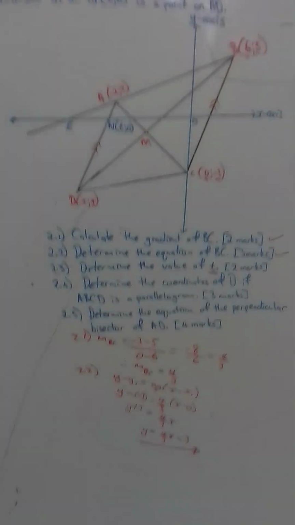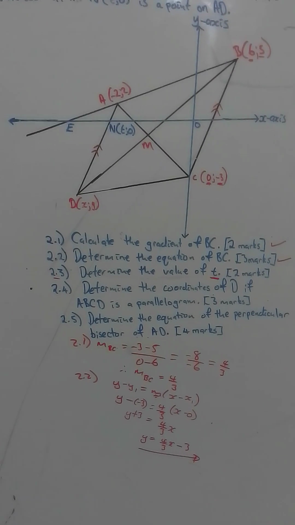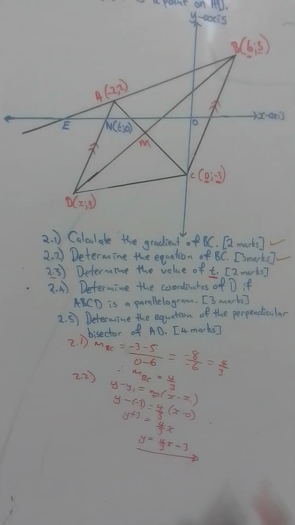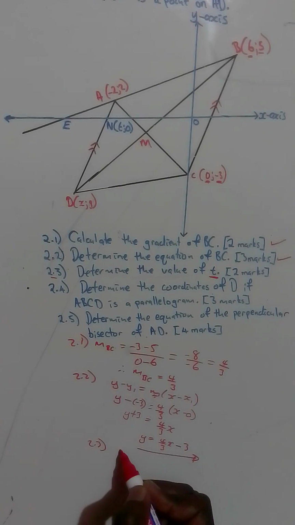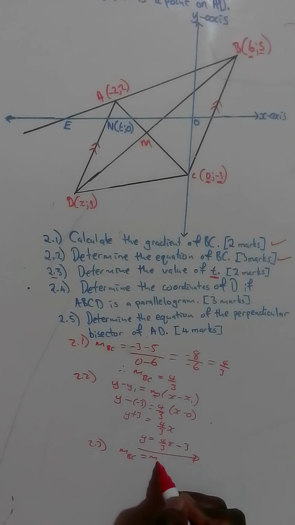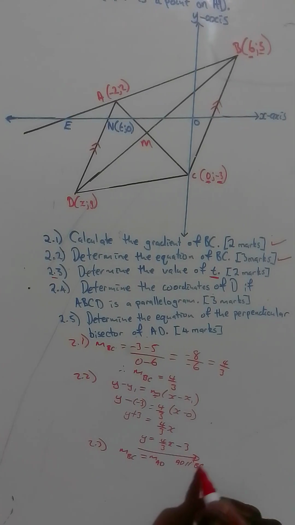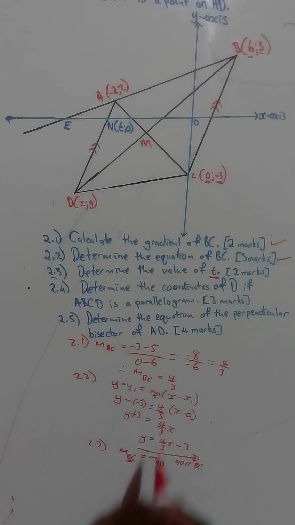This is where our equation from the previous question is. So now we know that gradients of parallel lines are equal, meaning the gradient of line BC is equal to the gradient of line AD. Why? Because we were told that AD is parallel to line BC. So what is the gradient of line BC? The gradient of line BC is equal to 4 over 3.